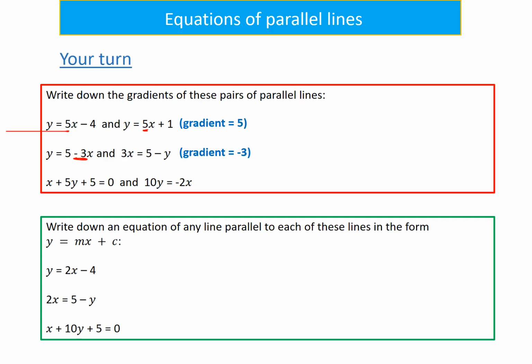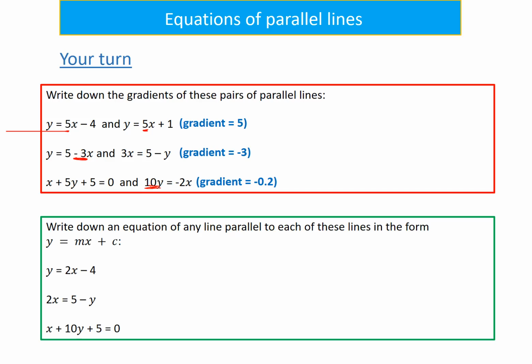And in the third example, it's probably easier to work out the gradient from the second equation, because I know that I have to divide both sides by 10, because I've got 10y and I need to have only 1y. So I have to divide both sides by 10, and that will give me minus 2/10 or minus 0.2. I'll have to rearrange the first one to get the gradient, so it's much easier to use the second one to read the gradient.